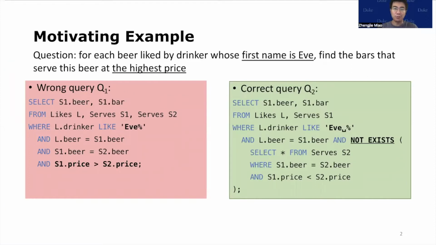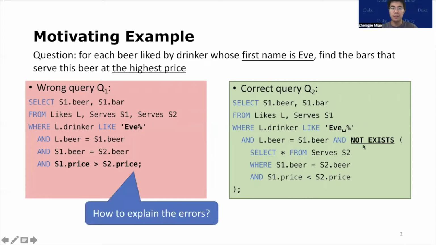And here we show one wrong query with two popular errors. The first error is in the string comparison for the first name. And the second error is that the query uses a self-join, and thus it will find bars serving the beer at not the lowest price instead of the highest price, while the correct query uses not exists. In this case, how can we explain these two errors in the wrong query to the students?